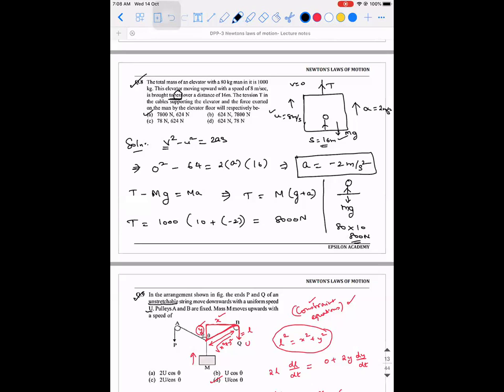Guys, why no response? We don't have an option 800. Sorry? There's no option 800. So what have they asked? The force exerted on the man by the elevator. I'm sorry. I took the question as force exerted by the man on the elevator. See, this is the force exerted by the man on the elevator. But what is the force exerted by the elevator on the man? Sorry, I read the question wrongly. Force exerted on the man by the elevator floor will be respectively.